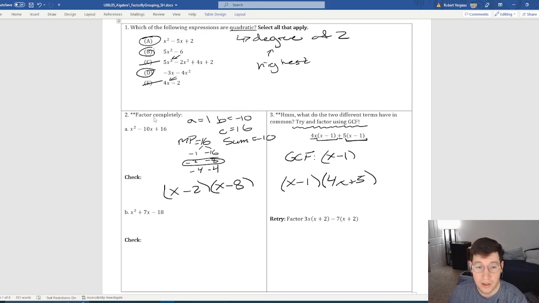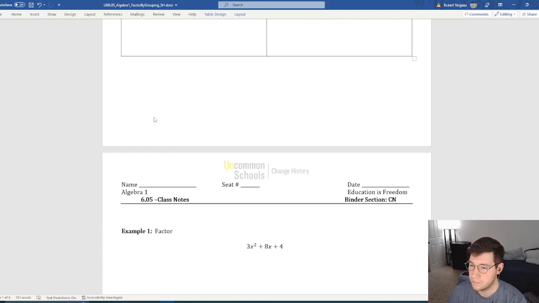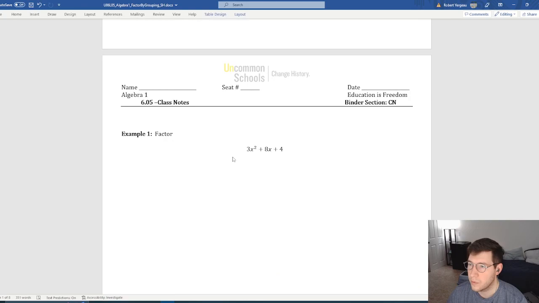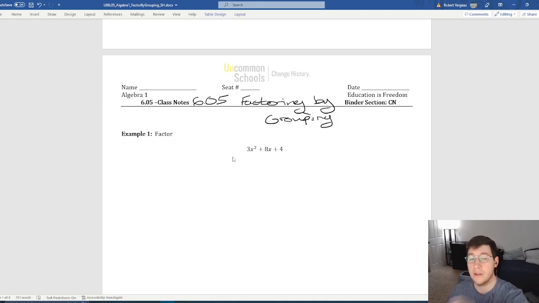So please go ahead and take out your notebooks and open up to your table of contents. And so today's header is 6.05. Today we are going to do factoring by grouping. Now, this is a really specific process of factoring that actually combines what we did yesterday and what we did last week. And so it combines factoring trinomials and finding the GCF.